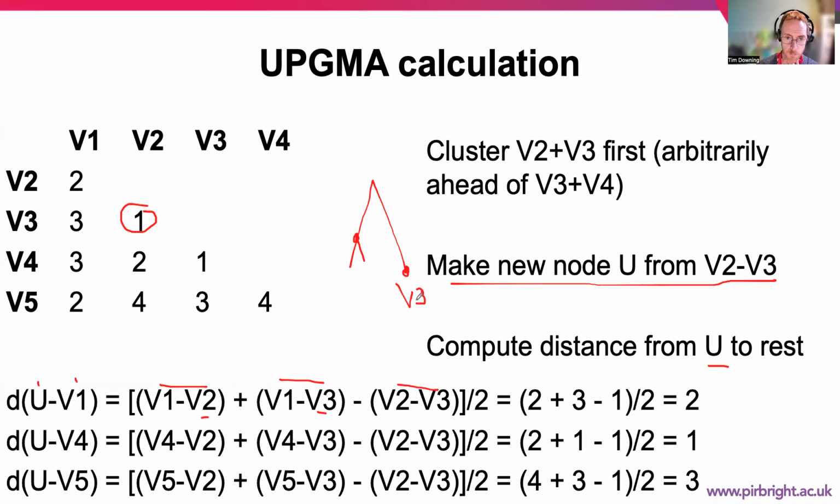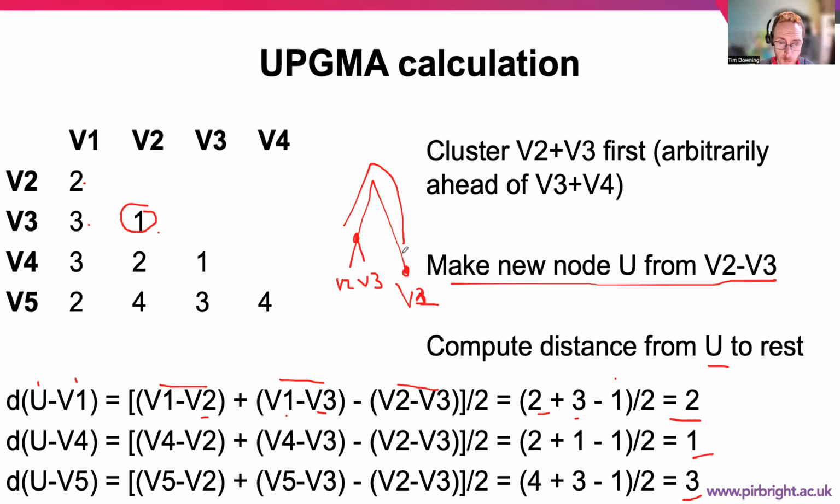Sorry, V1. That's V2. And that's V3. And we're looking across this part of the tree here. And therefore, that's V1 versus V2 is 2. V1, V3 is 3. So we got 2 and 3 there. V2, V3 is 1. And that's how we get our value of 2 at the end. We did the same for 4 and 5. We get distances of 1 and 3. And therefore, the next step would be to cluster U with V4.